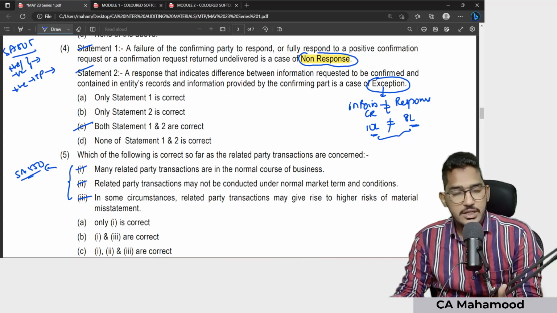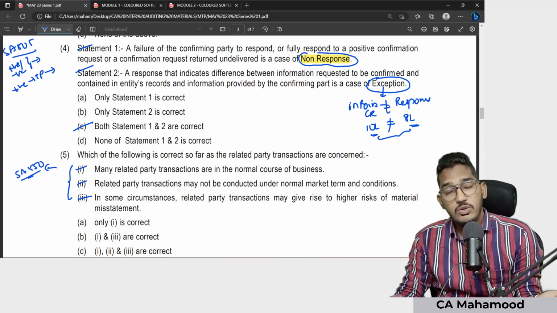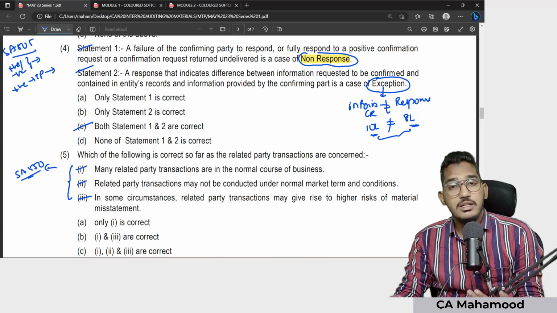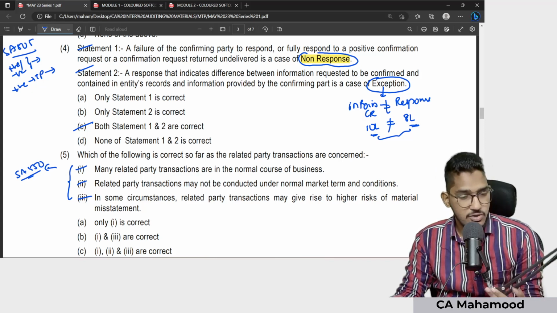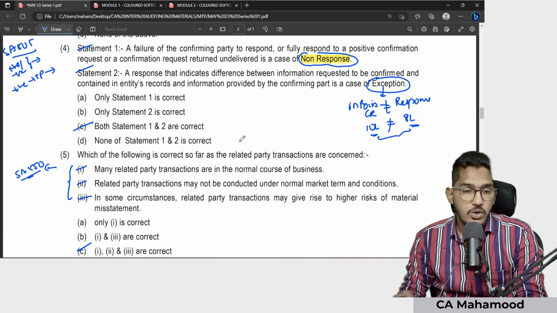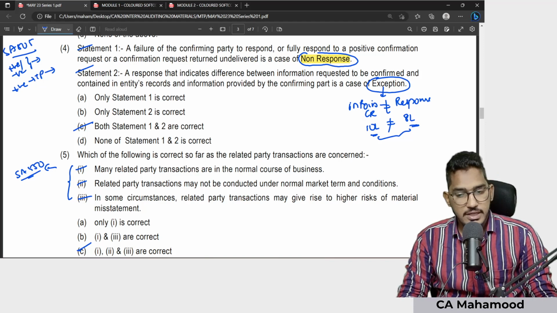Yes, the majority of the related party transactions are done in the normal course of business. Sometimes they might be carried out not under normal market terms and conditions. In such circumstances, they will give rise to high risk of material misstatement. Yes, all the three statements are correct. So option C will be the correct option. 1, 2, 3, all the three will be correct. Clear, everybody?